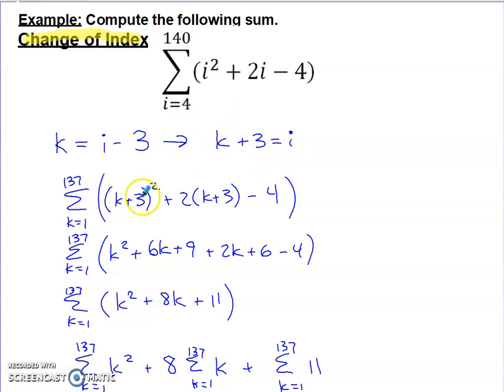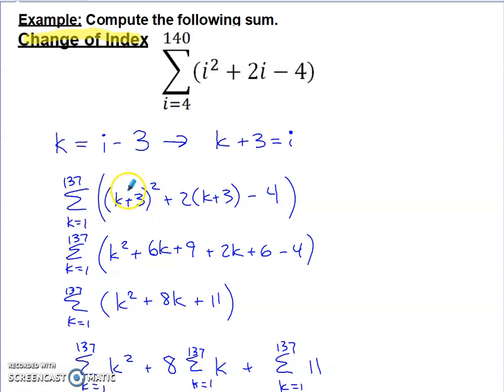So what you'll notice, I put k plus 3 in place of the i that was being squared. I put k plus 3 in place of the i that was being multiplied by 2. And then I just copied in the minus 4. Now, we are in a spot where we're going to have to do a little bit of algebra before we can use those formulas from a few screens ago.